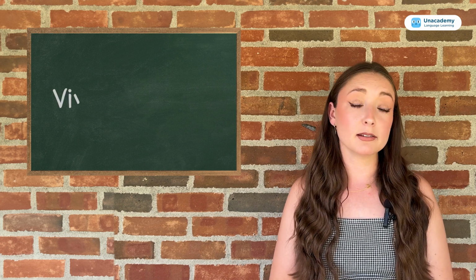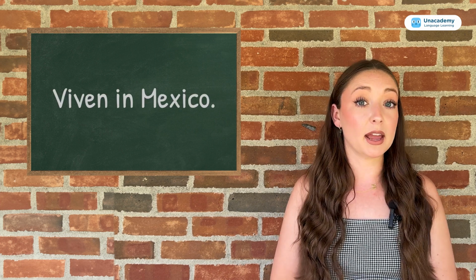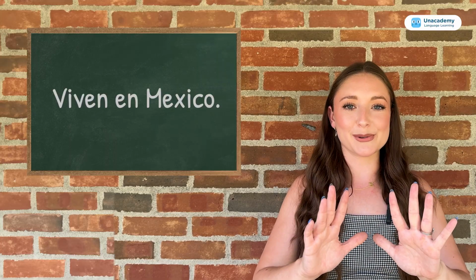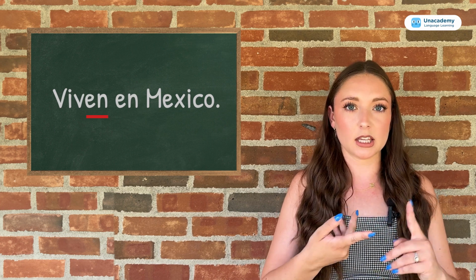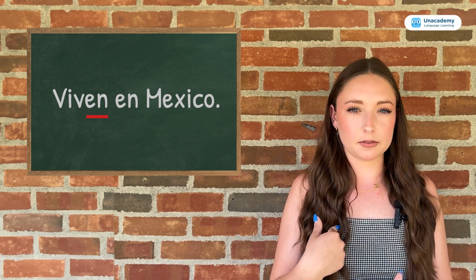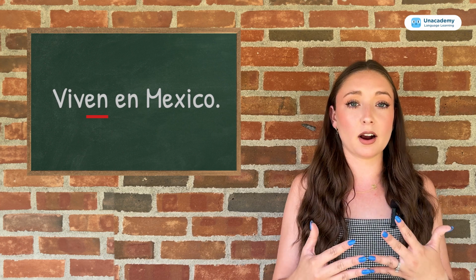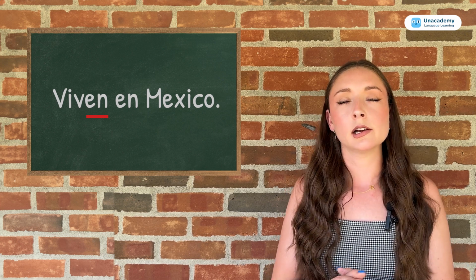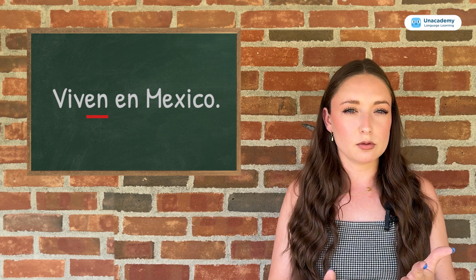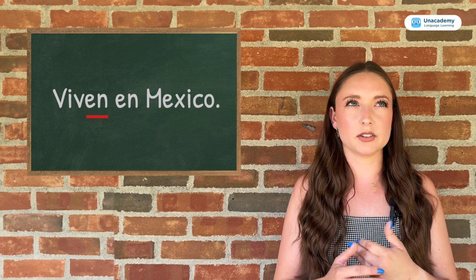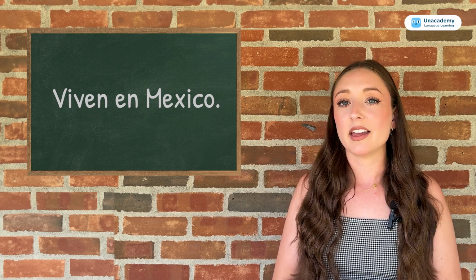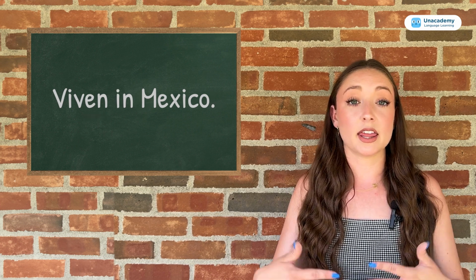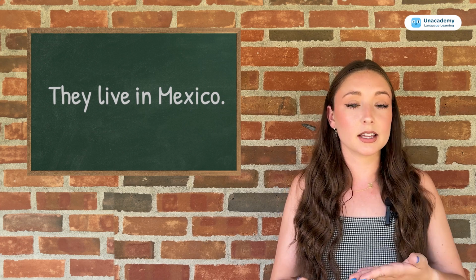All right, another example. If I said, viven en México. Viven en México. Who lives in Mexico? You might be like, I don't know. No, you do know. You can do it. I know you can. Look at the end of the word viven. It ends in en. So is that saying I live in Mexico? No, because the ending for I is always going to be an O. Is it you live in Mexico? No, because if it's an ER, it would be ES. So it's not you. In this case, viven en México means they live in Mexico because of the ending en.